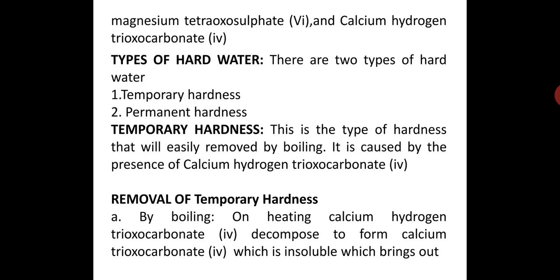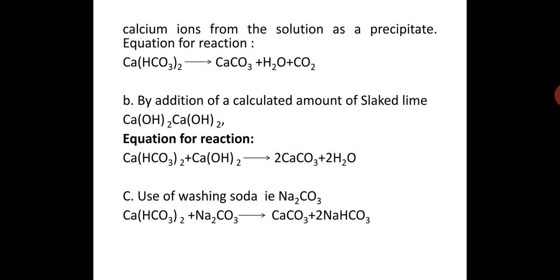How do we remove temporary hardness? 1. By boiling. On heating, calcium hydrogen trioxocarbonate 4 decomposes to form calcium trioxocarbonate 4, which is insoluble, which brings out calcium ions from the solution as a precipitate.